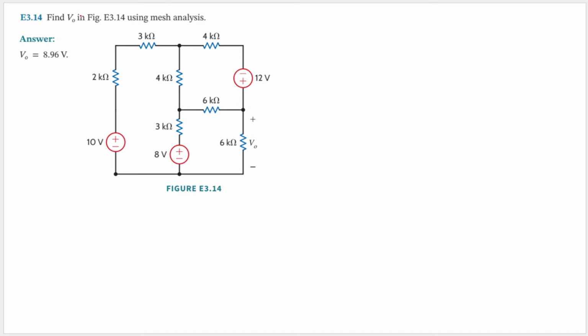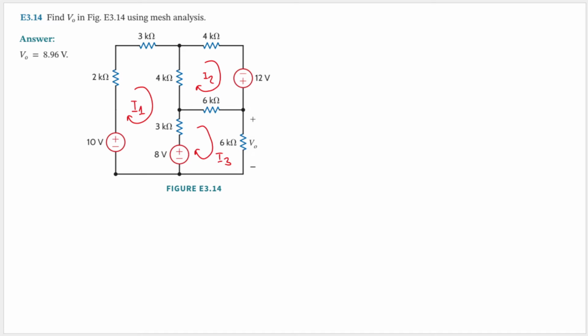So the question is find V0 in this figure here, figure E3.14 using mesh analysis. Because we are going to use mesh analysis, let's draw the loop here. Let's draw this loop here as loop I1. And then this loop here as I2. And this loop here as I3.